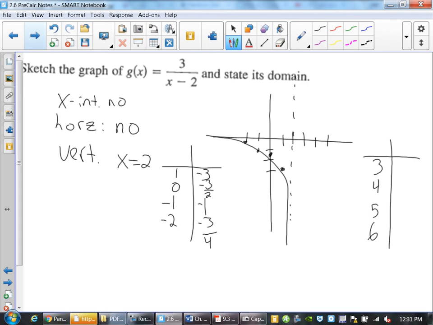What's 3 minus 2? I'm checking on the right-hand side of the asymptote. So I get 3. 4 minus 2 is 2, so I get 3 over 2. 5 minus 2 is 3, so I get 1. And then this is 3/4.